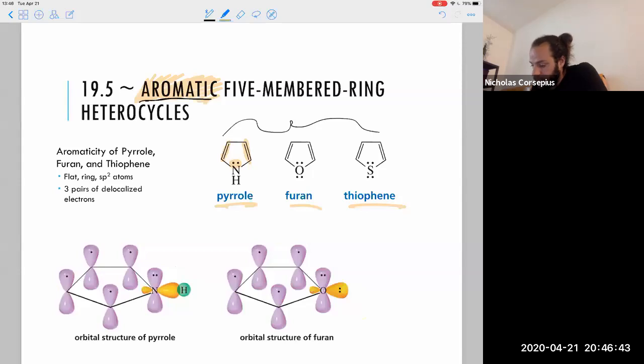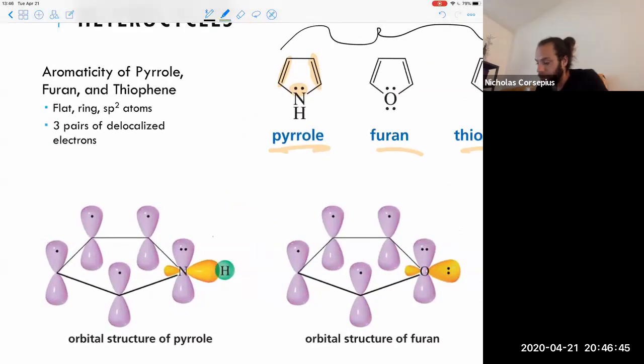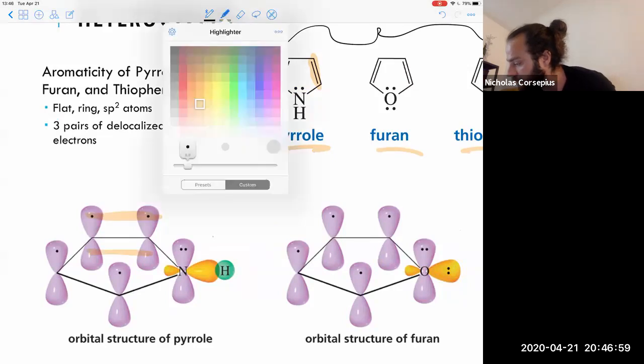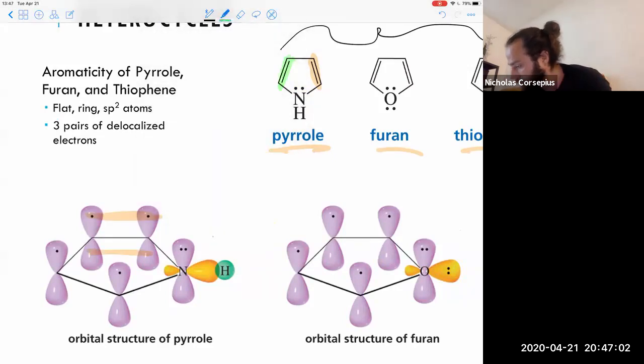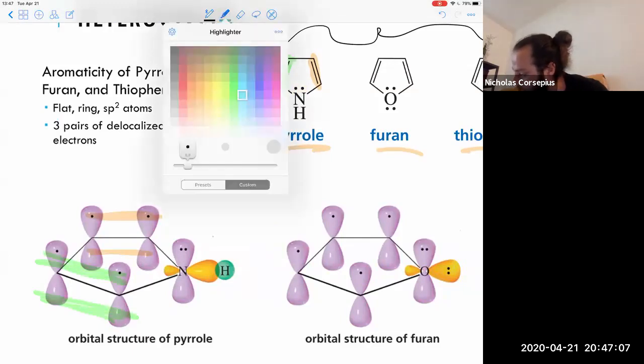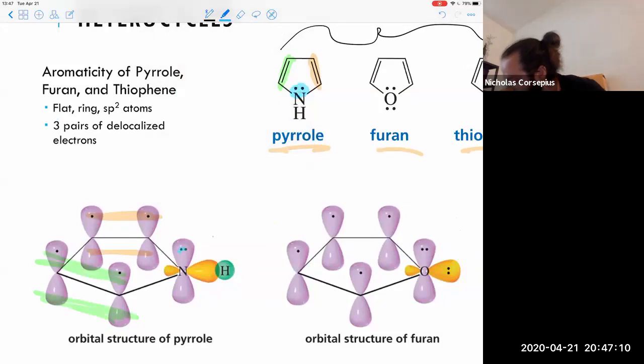And if we look at the orbital structure of these, very importantly, let me color these things even better. We have this pair of electrons. This will be this bond here, extending above and below. This pair of electrons that's here. And then lastly, that pair of electrons on that nitrogen is actually sitting in that p orbital, right? So it's lined up in that same ring. So it's actually participating in that aromatic network of pi bonds.